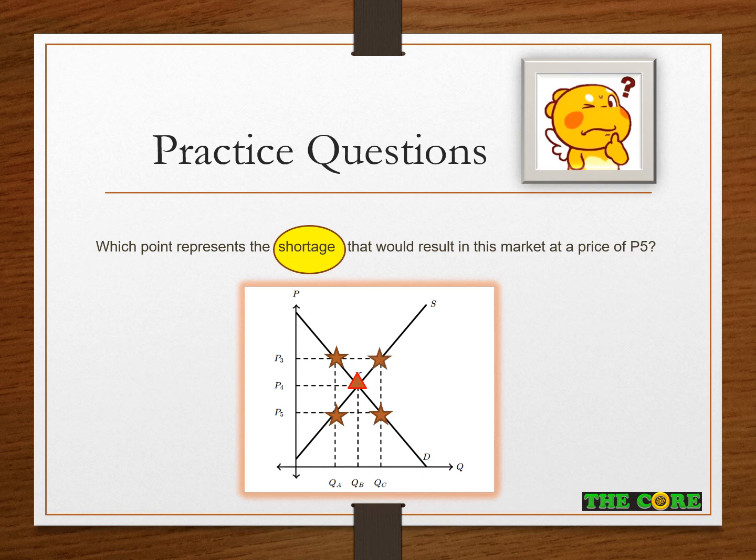Looking at the question that has been asked, P5 and as well shortage. The term shortage tells you that it's below the equilibrium point. So in order for you to answer this question, the point that represents the shortage would be QC minus QA. So that would be the answer. I hope you guys understand this better.